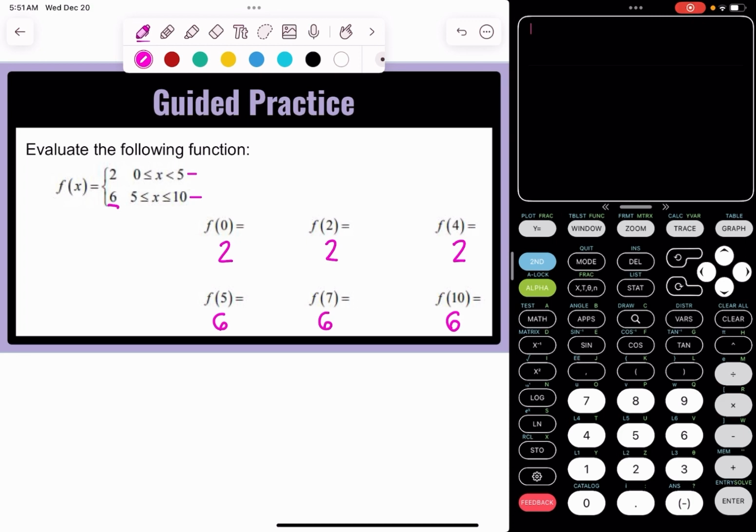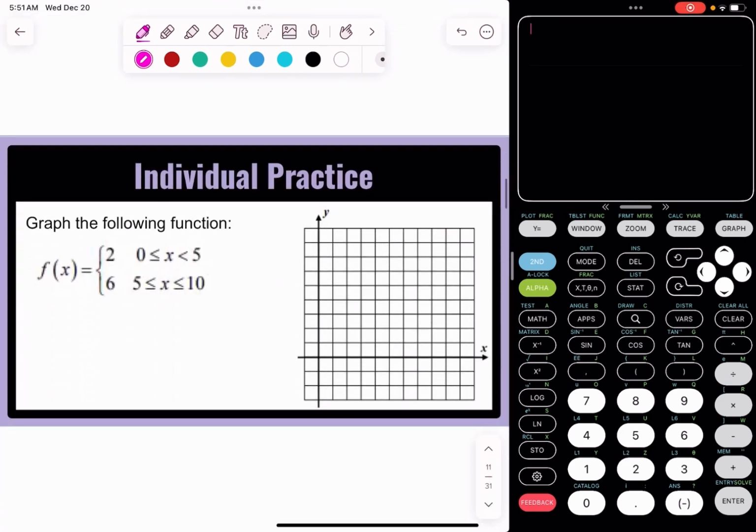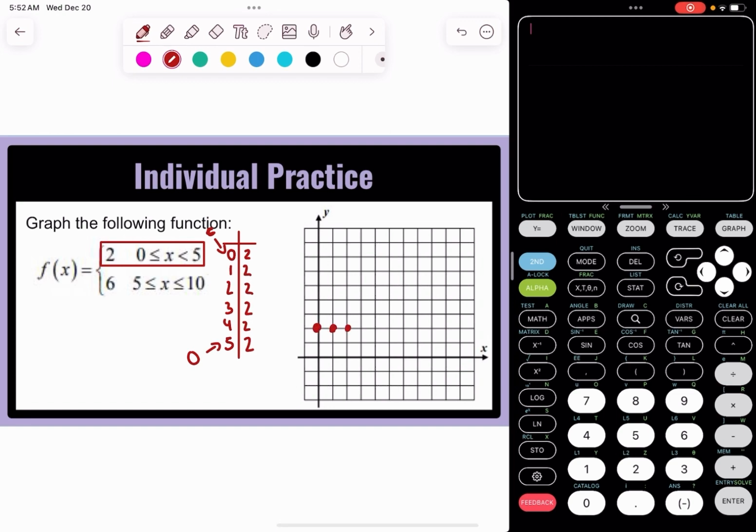Let's look at another example. All right, we are going to graph this. So we are from 0 to 5. So from 0 to 5, our y value is 2. At 0, we use a closed circle since it's the less than or equal to symbol. At 5, we use an open circle since it's only a less than symbol. So let's go 0 up to 2. 1, 2, 2, 2, 3, 2, 4, 2, 5, 2, but with an open circle.